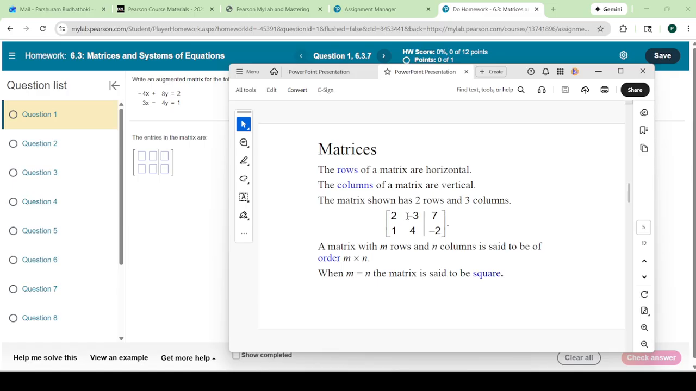These horizontal lines are called rows. Vertical lines are called columns. Depending on how many rows and how many columns you have, you can find the size of the matrix. For example, in this case, there are 2 rows and 3 columns, so the size of this matrix is 2 by 3. We represent the size of a matrix as m by n, where m is the number of rows and n is the number of columns. Whenever the numbers of rows and columns are equal, that type of matrix is called a square matrix.